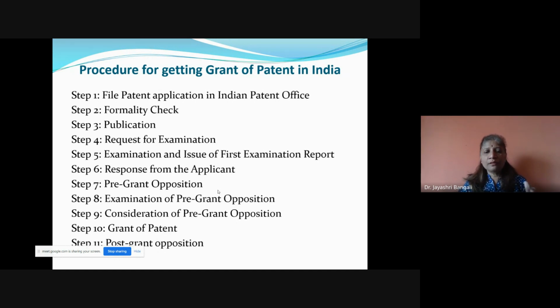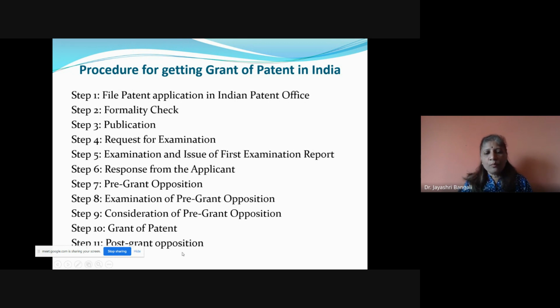Why pre-grant? Because the patent is not granted yet. Then if anybody raises a pre-grant opposition, it is examined and discussed with the applicant, and if it is okay, it will go ahead. Otherwise, if the opponent wins, then the patent cannot be granted for that particular invention. If it is okay, then the patent is granted to the particular inventor or the applicant.